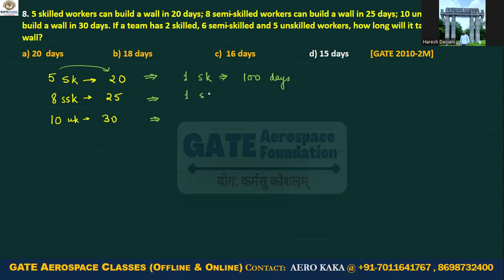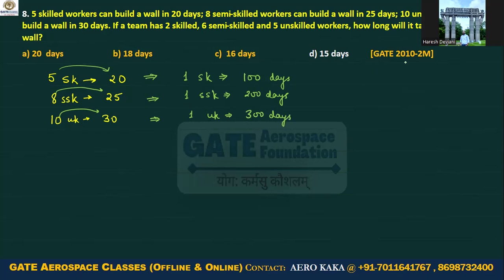Similarly, for one semi-skilled worker, how can I obtain that? I'll multiply 8 with 25, which will be nothing but 200 days. And I'll have 10 into 30. So if I talk about one unskilled worker, it will take 300 days.